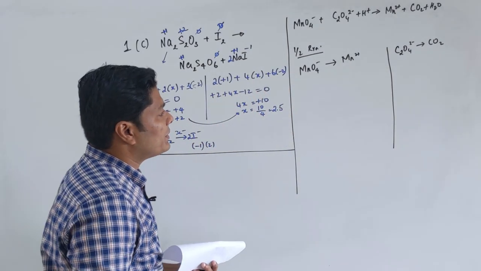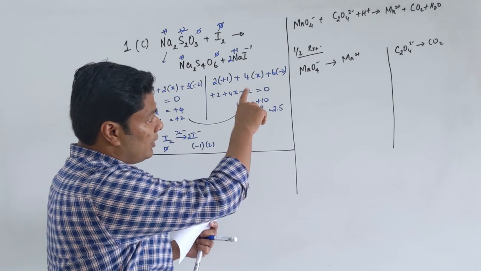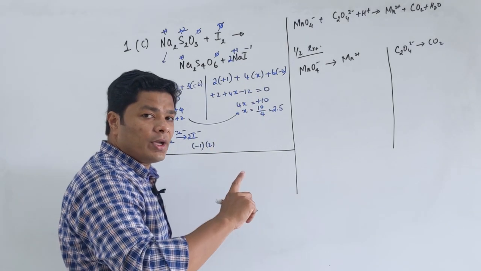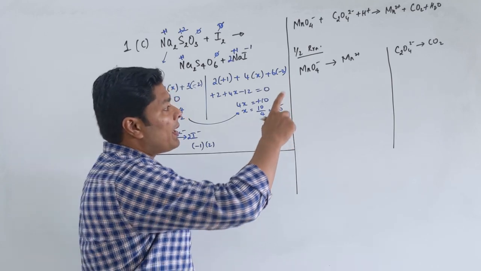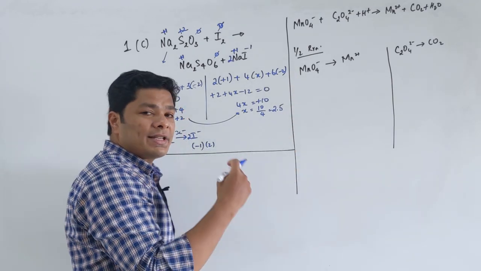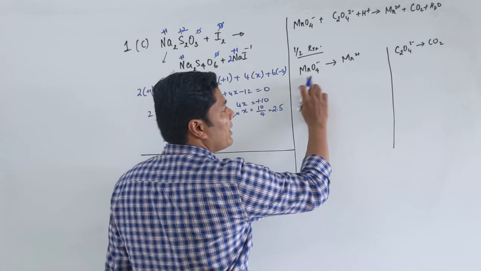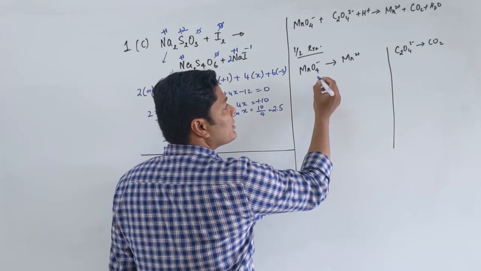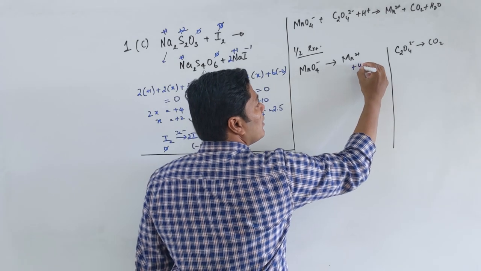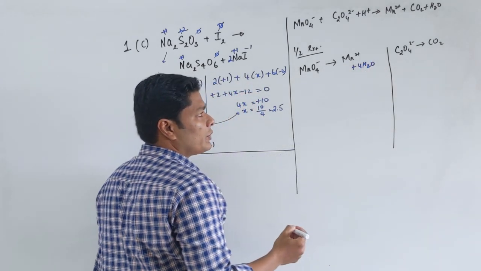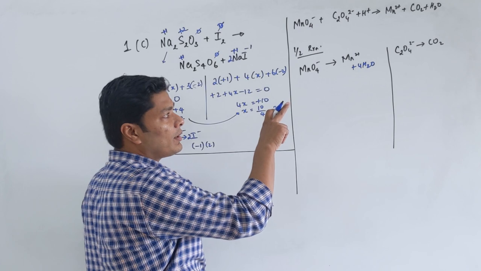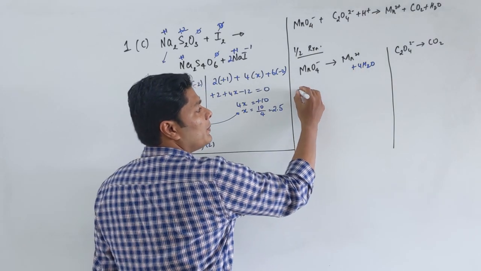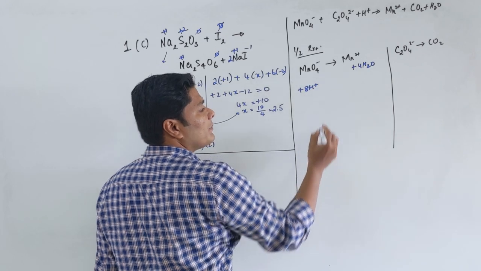Now what I need to do first is, in a half reaction method, first step is always trying to figure out equal number of atoms of all elements except oxygen and hydrogen. 1 Mn, 1 Mn, I'm good. Next I want to take care of my oxygen. There is 4 oxygen here, so plus 4 H2O, so that makes my oxygen equal. Now that takes care of my hydrogen. There is 8 hydrogen here, I have no hydrogen here, so plus 8 H plus.